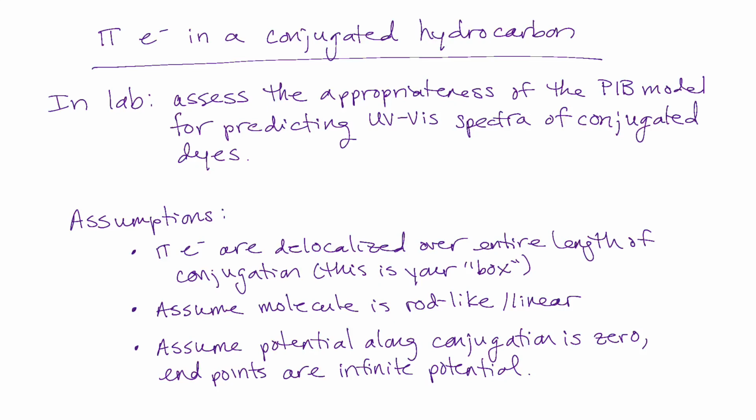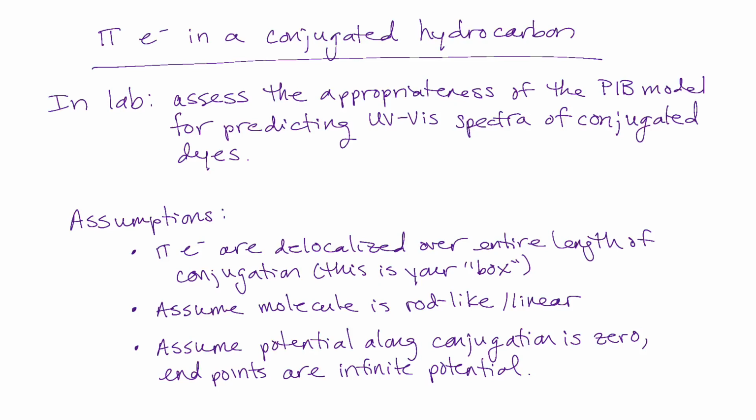To do that, you're going to record the UV-vis spectra of a variety of different conjugated dyes of different lengths, and you're going to compare different families, and you will use your data to assess whether that particle in a box model is actually a good model for describing the pi electrons in a conjugated system.